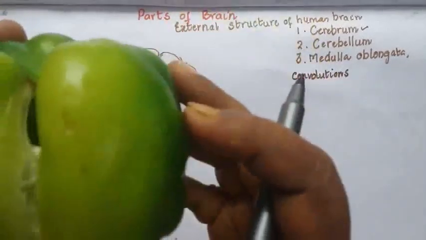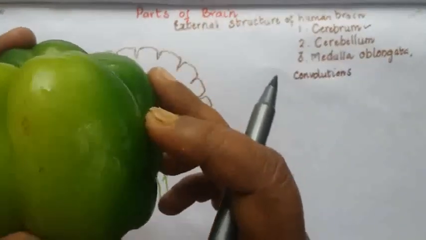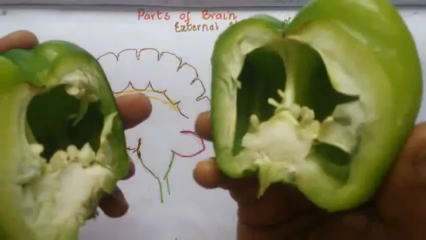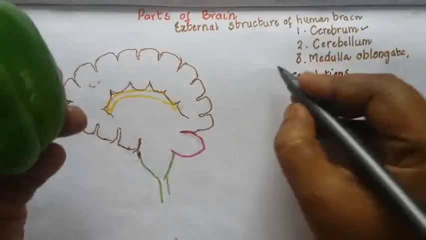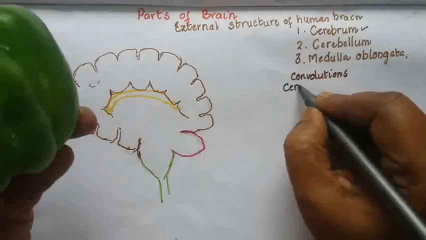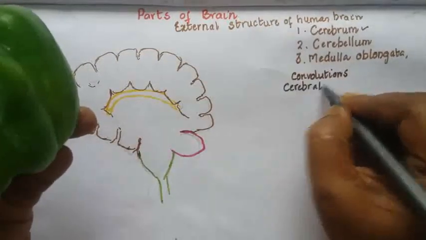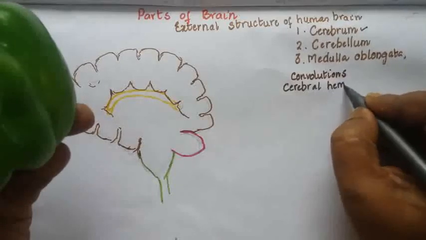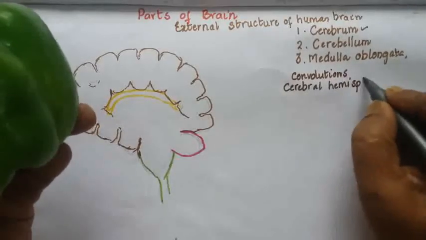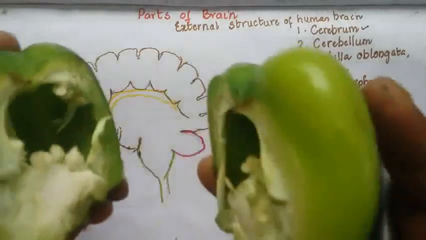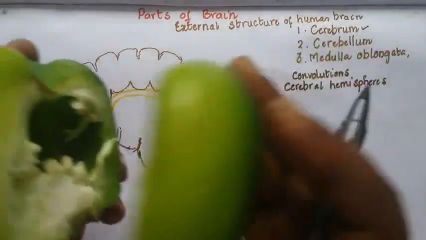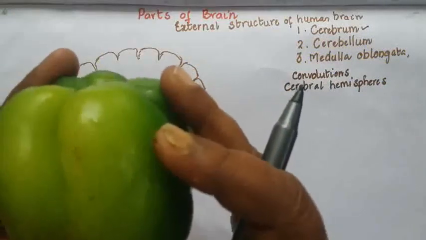So we call these two parts of the cerebrum the right cerebrum and the left cerebrum, or we name them the cerebral hemispheres. Thus you can say that the cerebrum has two parts known as the cerebral hemispheres.